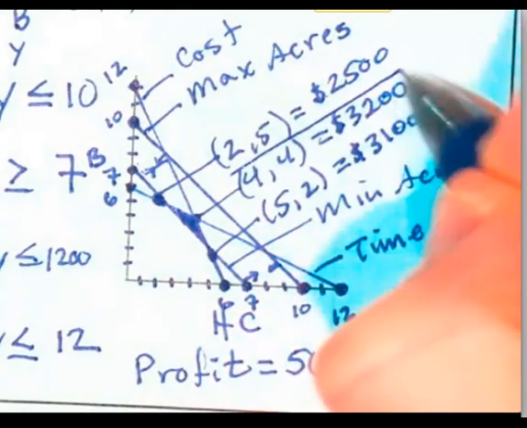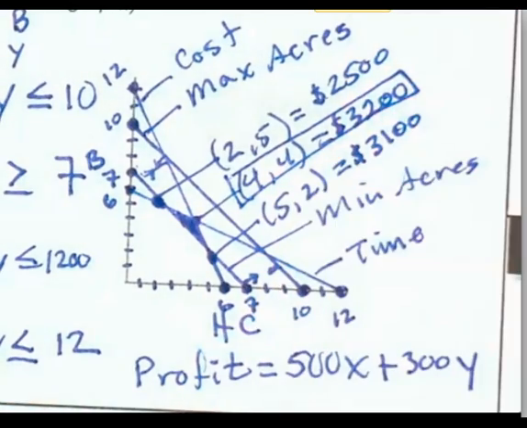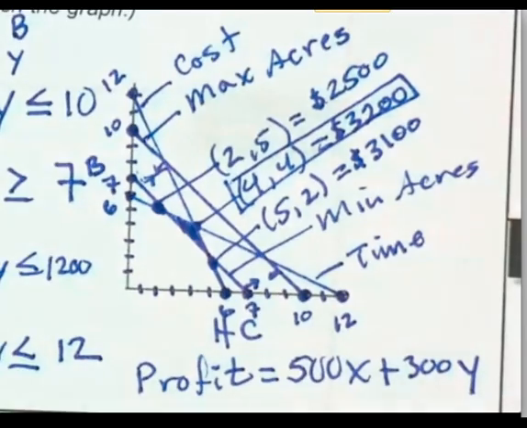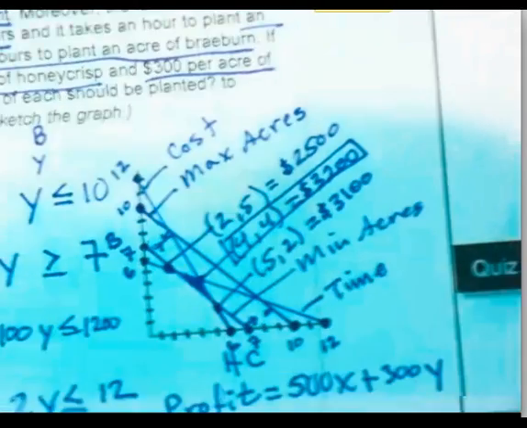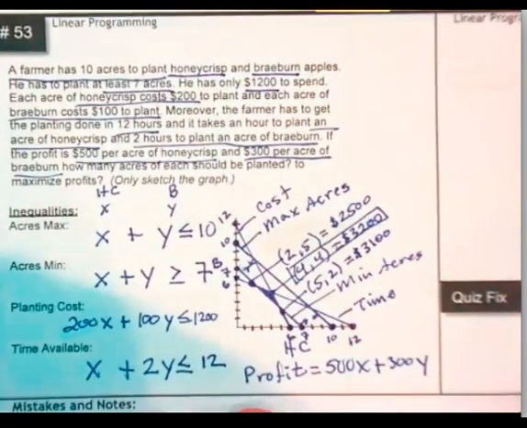So to finish off this problem, what the farmer should do is he should plant 4 acres of Honeycrisp and 4 acres of Braeburn to make the most amount of money. Hopefully this video helps you understand how to do the target for number 53, and hopefully then see the process of how we're going to do this in the future for other target 53 type questions.